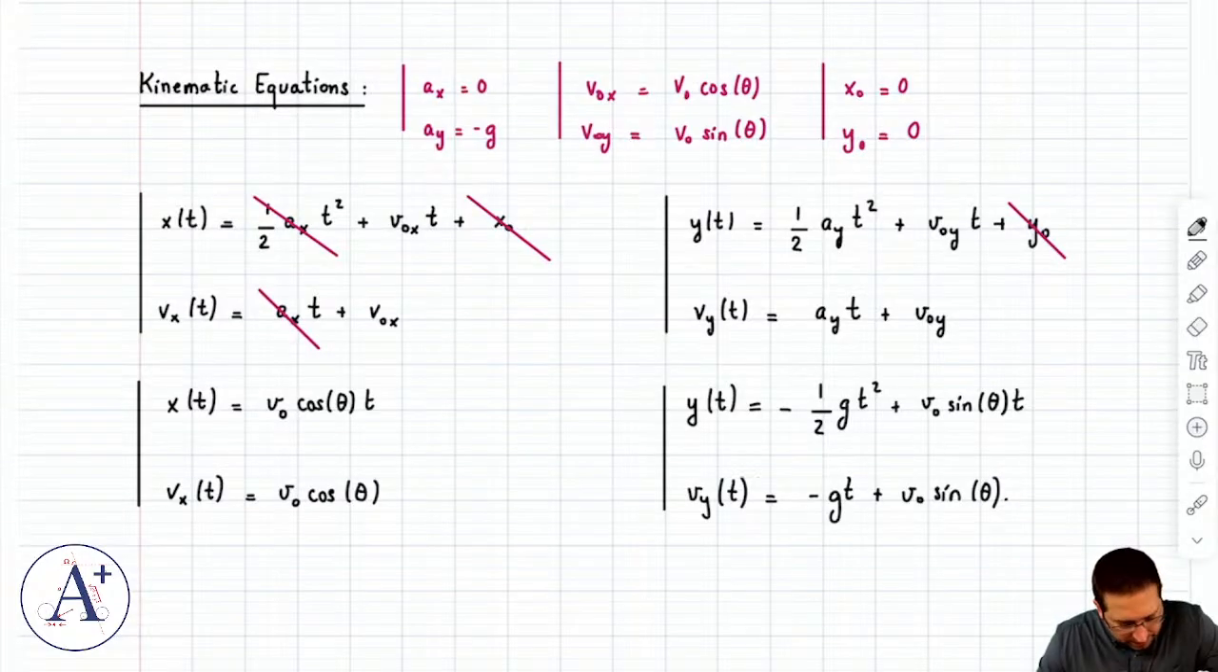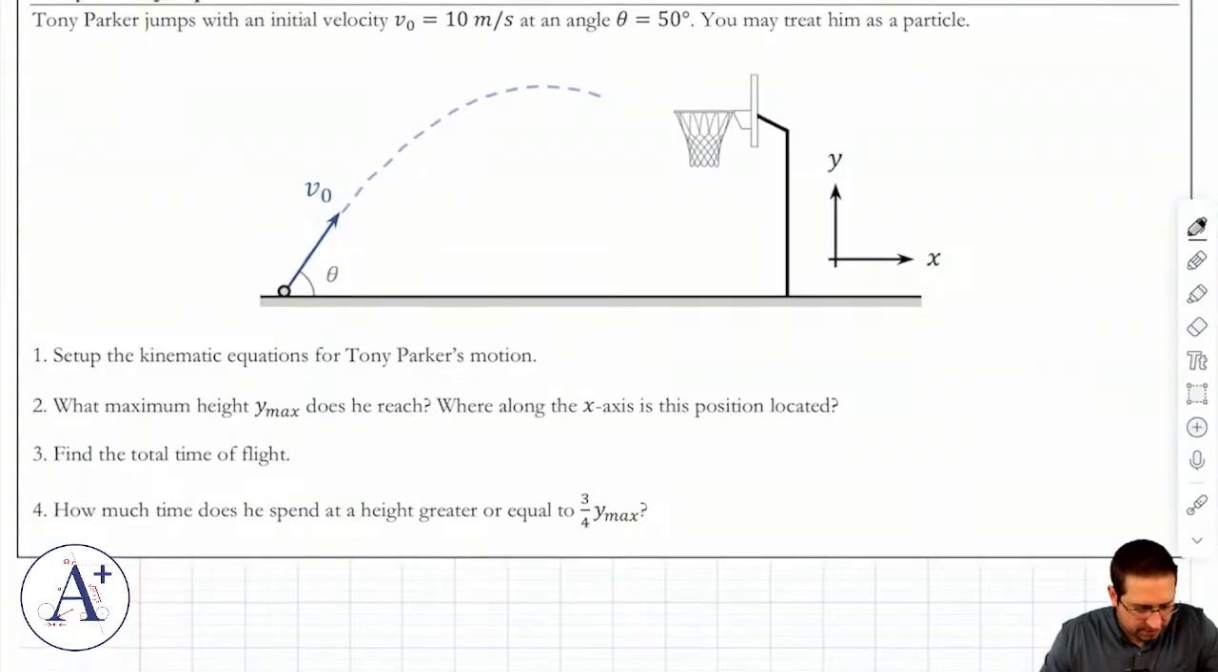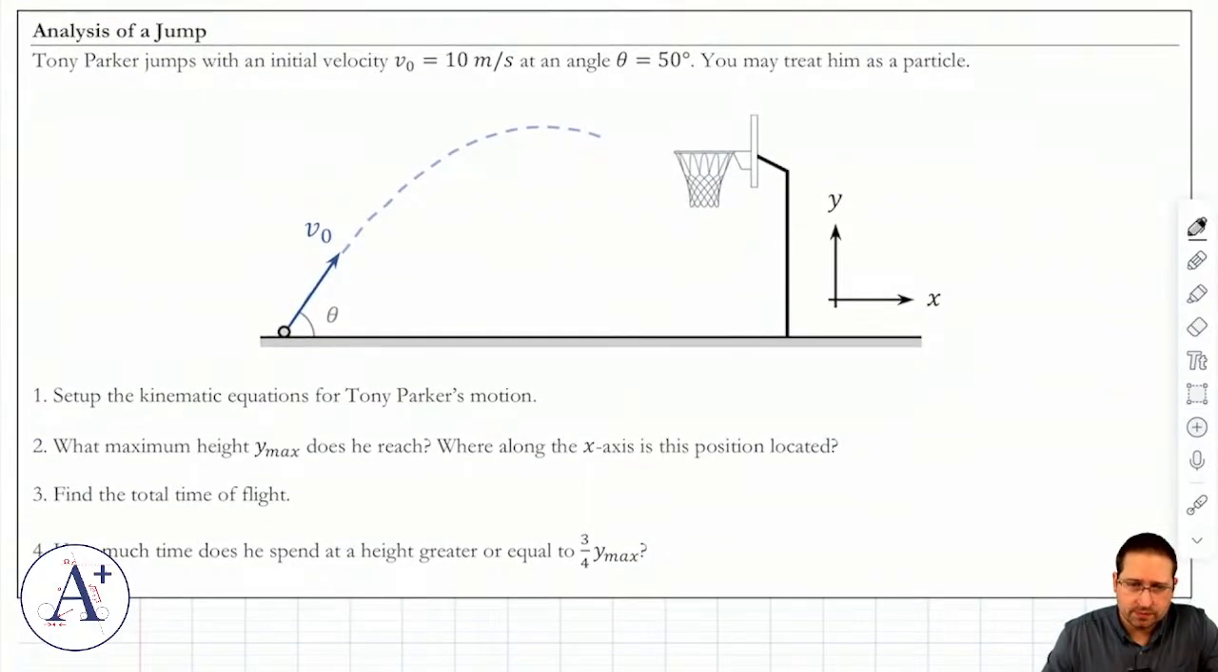So let's go ahead and have a look at this problem first. This is looking at Tony Parker jumping. Tony Parker, for those who don't know, is a basketball player, or was. I think he might be done, but doesn't matter. The point is, he's going to jump off the ground with a certain velocity and a certain launch angle theta.